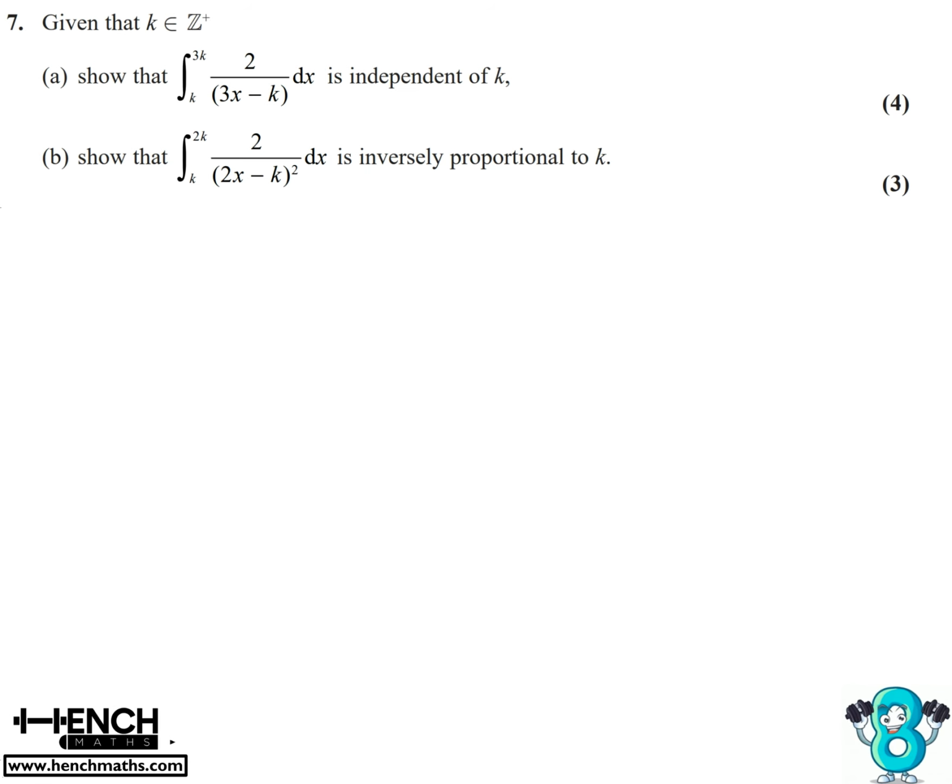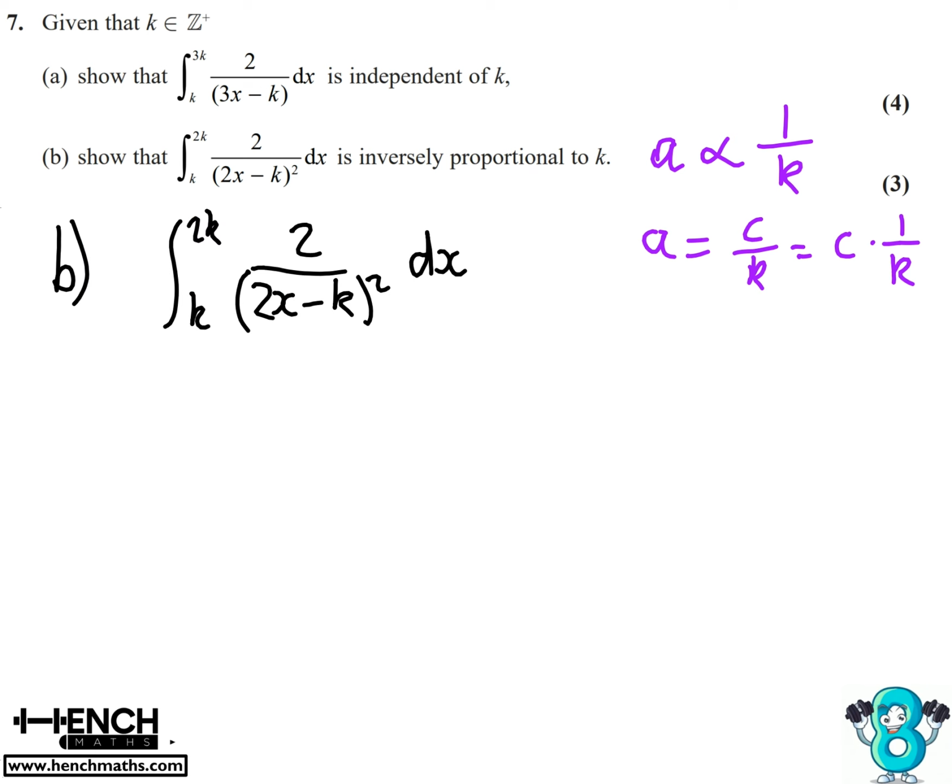In question 7b, we need to show that the integral of 2 divided by (2x subtract k) all squared with respect to x between the limits 2k and k is inversely proportional to k. So inversely proportional, remind ourselves from GCSE maths, what does inverse proportion mean? If, for example, a was inversely proportional to k, we would say a is proportional to 1 over k. And then you could turn that into an equation by bringing in a constant. We actually normally use k, so if I use c, we could say it's c over k, or c multiplied by 1 over k. So if we can get an answer in this sort of format, then we will have shown that.